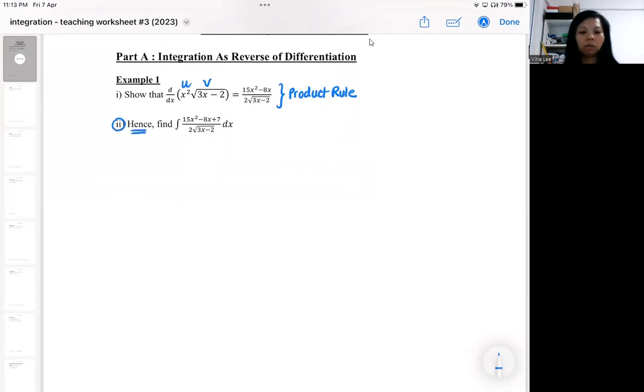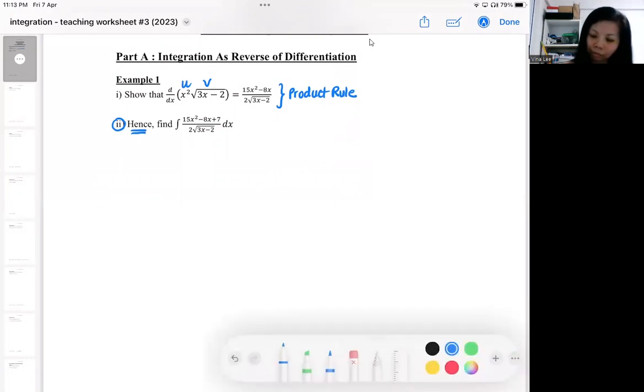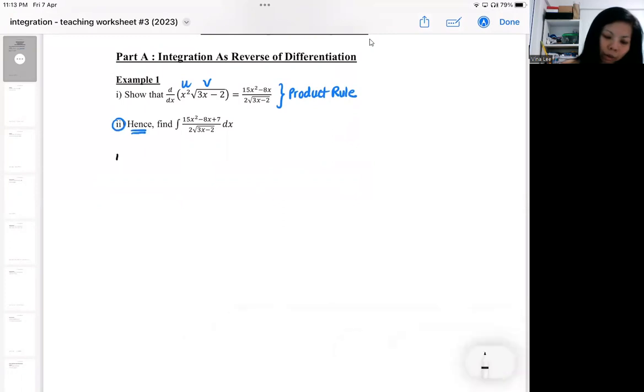Okay, and then I'm focusing on part 2, which is a hence. Hence means you got to use the result of part 1. Okay, so the result will be this. So if I'm going to be doing part 2, how can part 1 help me? So I need to reverse it back. So the reverse will be integrate. So I apply my product rule to differentiate. So that means, from part 1, the implication is if I integrate this.